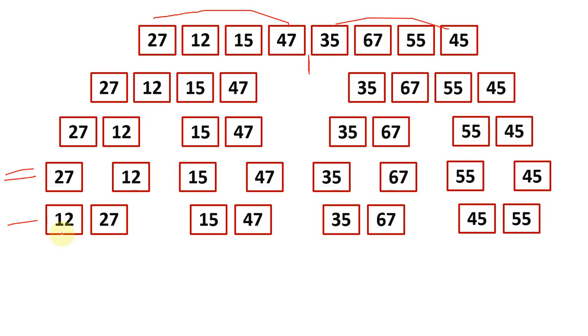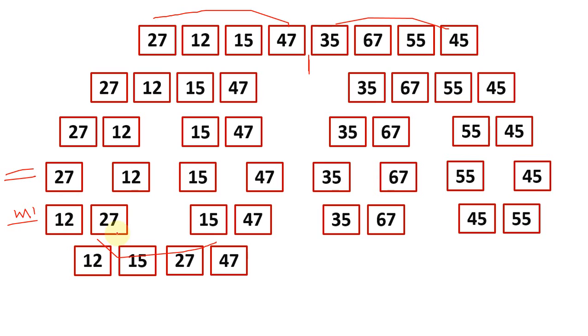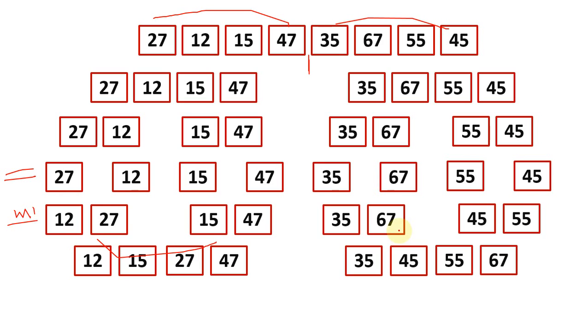Next, there are two elements in each list. Again, these lists will be compared and merged. So 12, 15 and 27, 47: 12 and 15 are compared, 12 is obtained. 27 and 15 are compared, 15 is here. 27 and 47 are compared, 27 will come here. Next only one element is there, 47. Similarly here, first 35 and 45 will be compared, 35 will come here. 67 and 45 are compared, 45 will be here. 67 and 55 are compared, 55 will be here. And only one element is left, so we put it here.